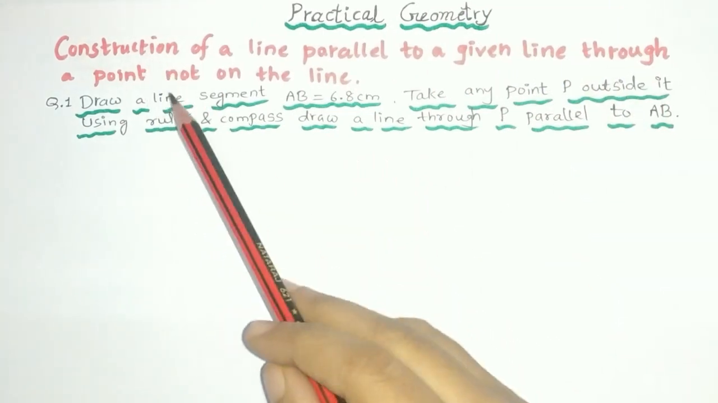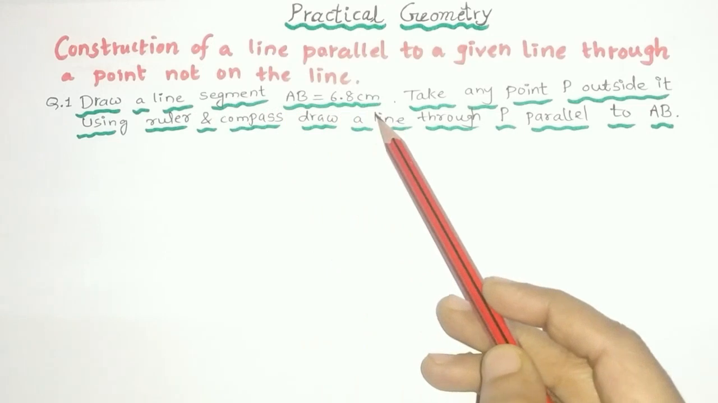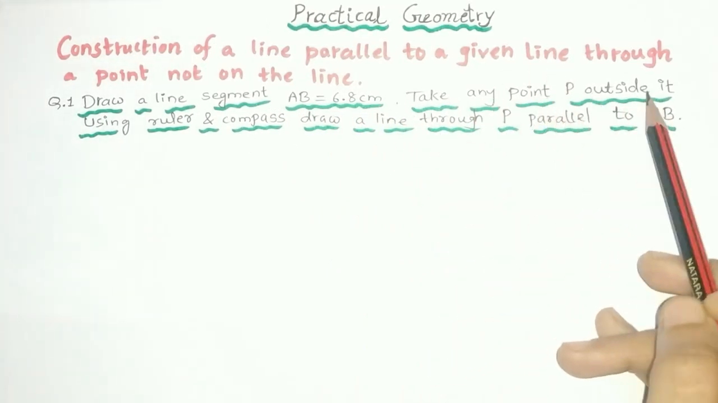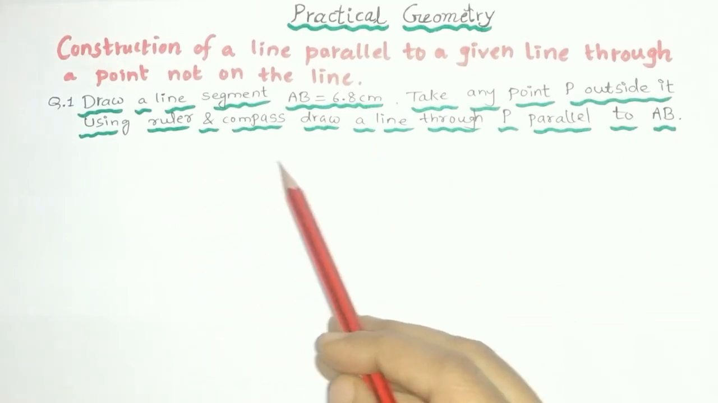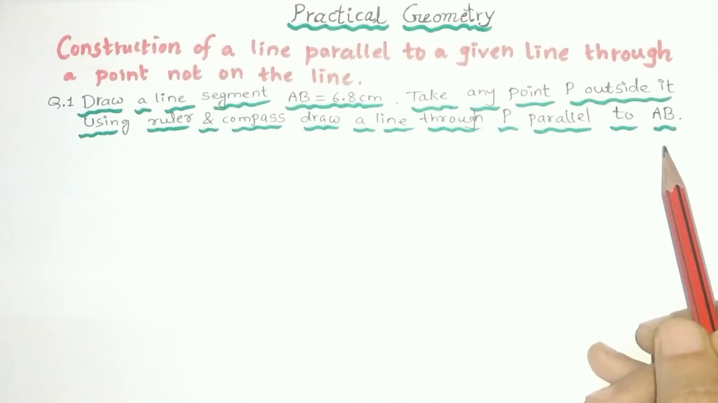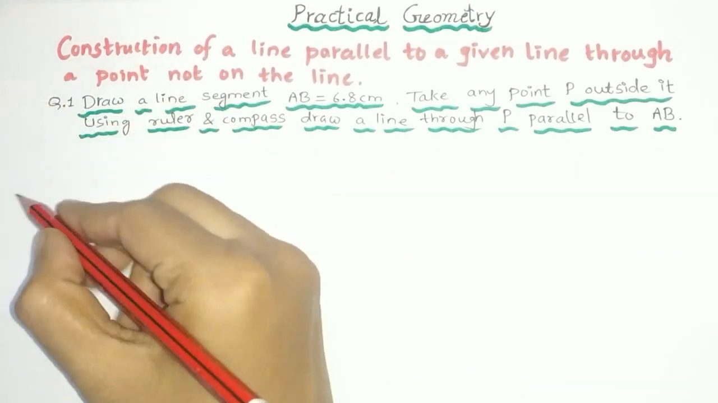So here friends, it is our first question. Draw a line segment AB which is 6.8 centimeters, and take any point P outside it. Using a ruler and a compass, draw the line through P parallel to AB. So I will tell you first of all what we have to do. I will draw a rough figure here.